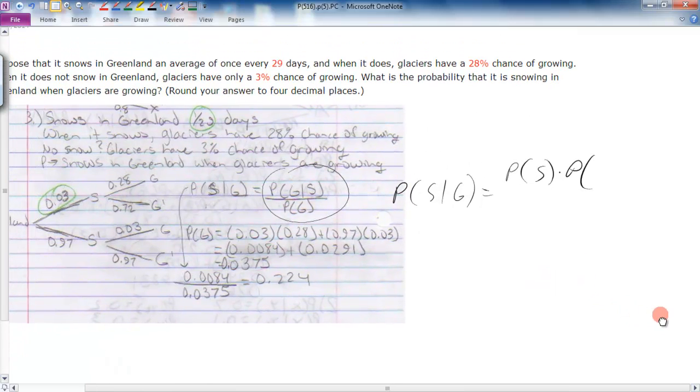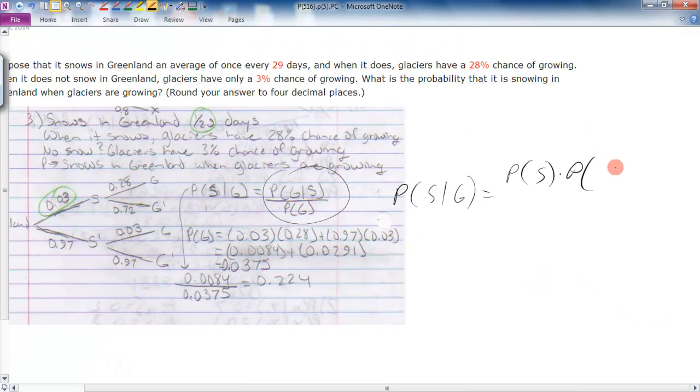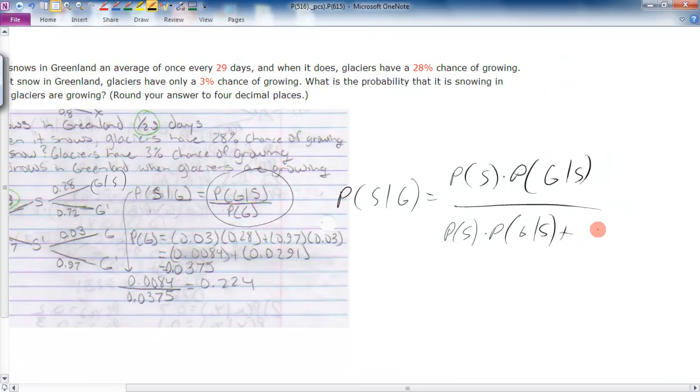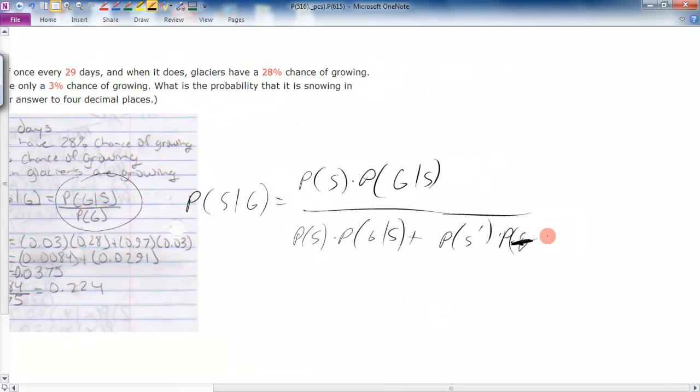There we go. So probability of snowing times probability of growing given snowing, which is what you have right here. Okay. Then divided by probability of snowing times probability of growing given snowing plus the probability of it not snowing times the probability of growing. Let me scroll a little bit more. The probability of growing when the glaciers are not snowing.